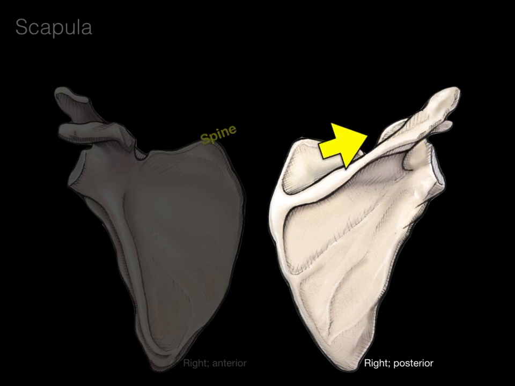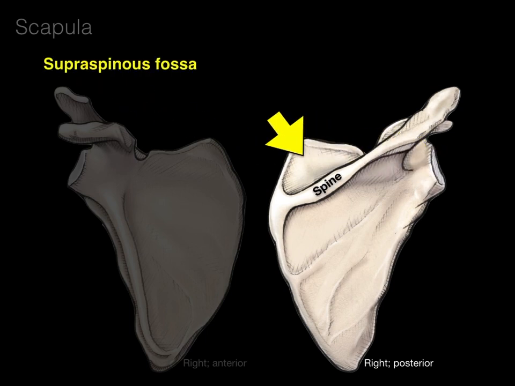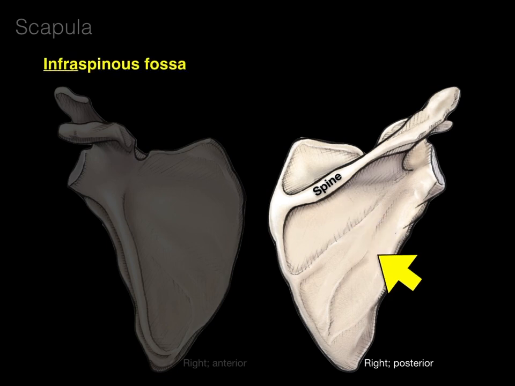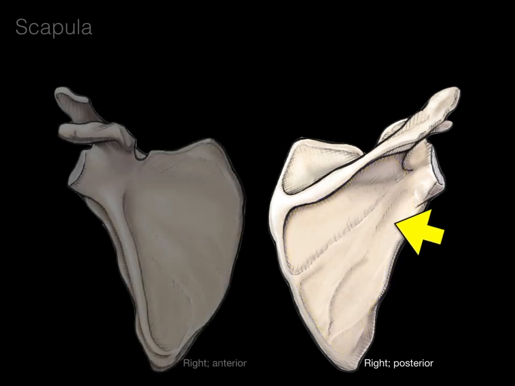to certain fossae. So here's the spine, and the fossa above the spine of the scapula is appropriately called the supraspinous fossa, origin of the supraspinatus muscle, another rotator cuff. The fossa below is called the infraspinous fossa, or the fossa below the spine, and that's the region for the attachment of the infraspinatus muscle, another rotator cuff.